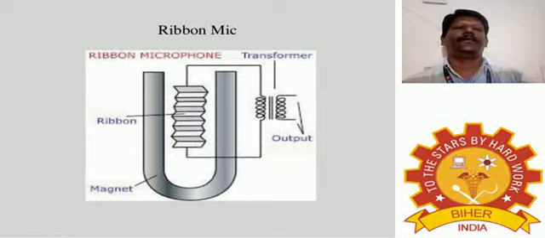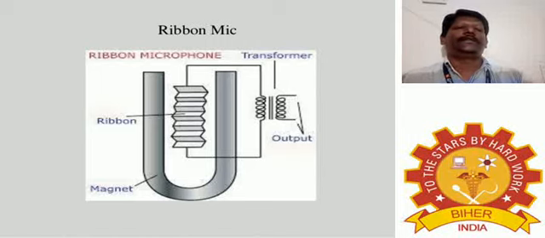Next, ribbon microphone. This is ribbon microphone diagram. Ribbon microphone has magnet, ribbon and transformer. In this type of a microphone, the magnet is in U shape. Then the ribbon is also called as corrugated sheet.